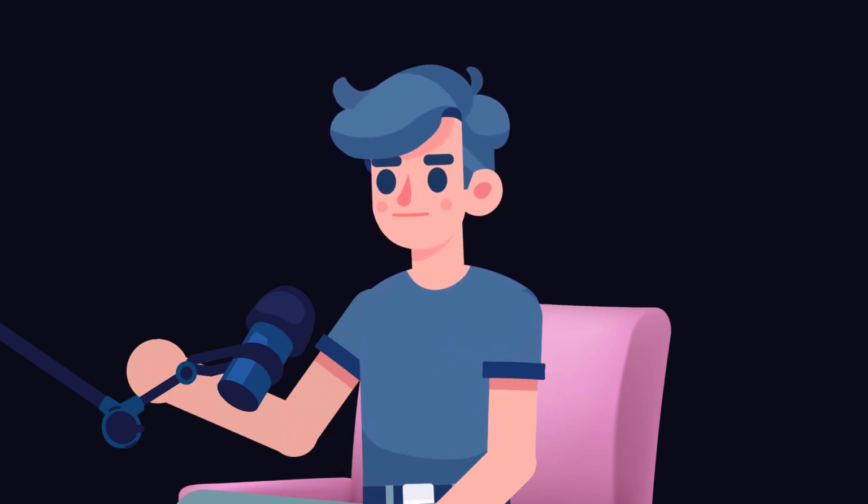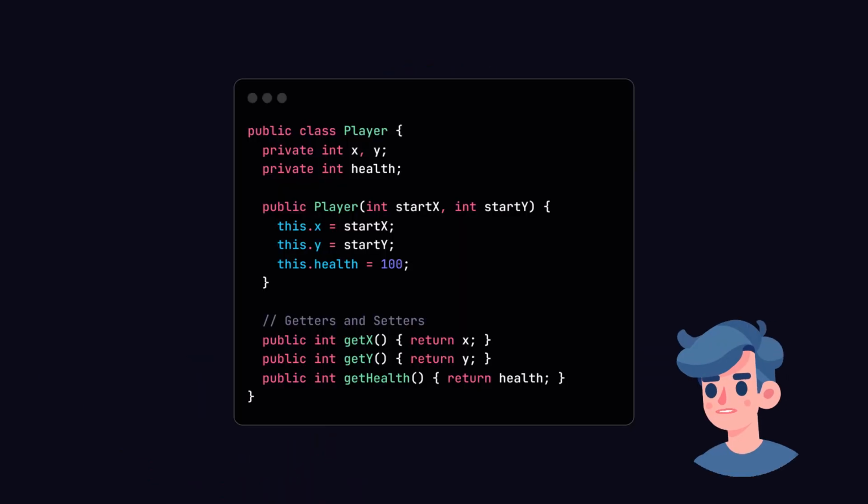Next, let's lay out the game logic, including the player character and the enemy. Let's start by creating a player class. This class will contain properties for the player, including position, health, and any other necessary attributes. Here's how you can set it up.